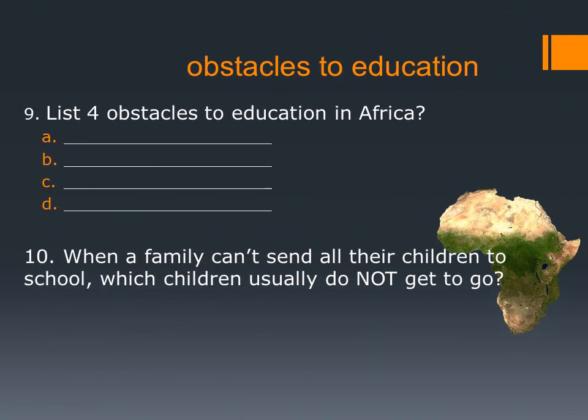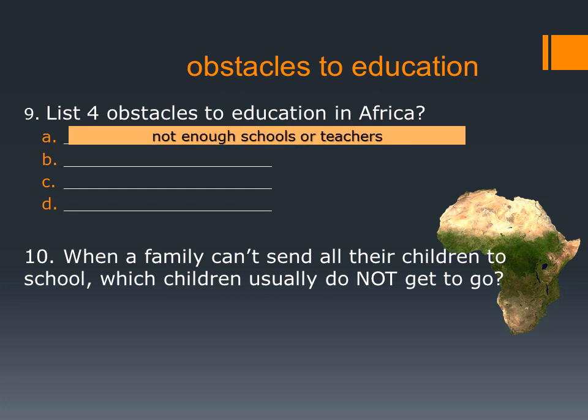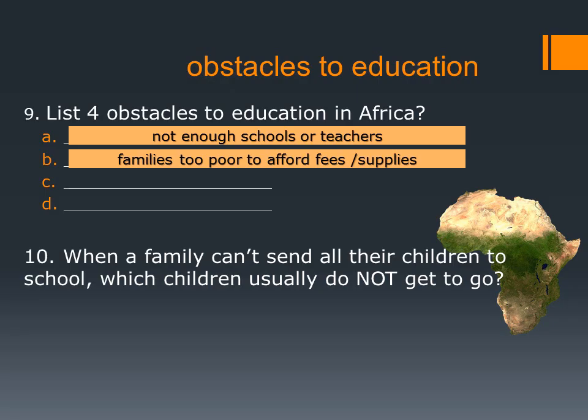Obstacles to education. There are four obstacles to education in Africa that we've studied. Four different things that keep people in Africa from getting the education that they want. One of those obstacles is not having enough school buildings or enough teachers to teach all the students who want to get educated there. In many cases, families are too poor to afford school fees, or to even afford to pay for basic supplies like pencils and books for their students.